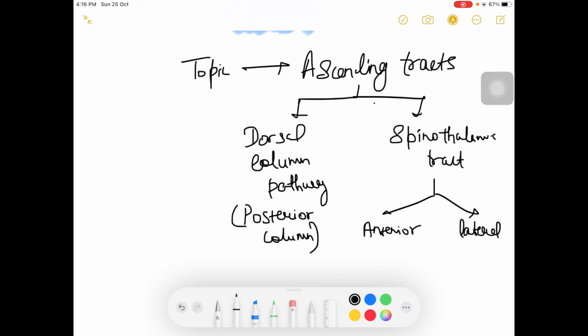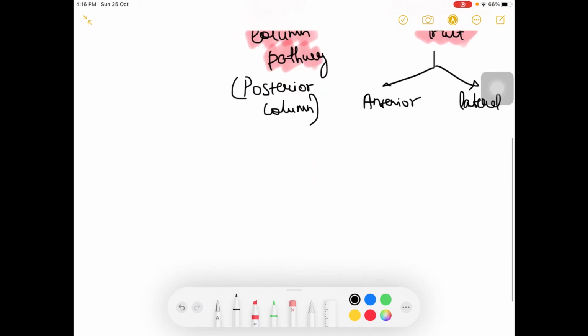So now let's decode it and understand everything about it. Now the lesions I will be covering separately in another video after explaining you what are descending tracts. Now first learn the anatomy and physiology of this basics. So yes, we have dorsal column pathway and spinothalamic tract. So let's first decode dorsal column pathway.